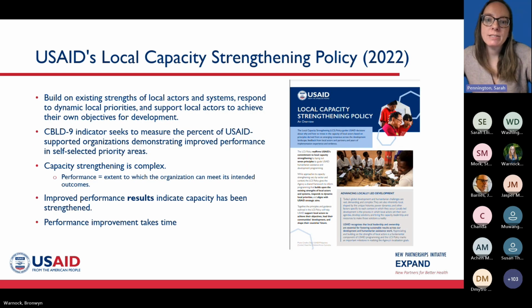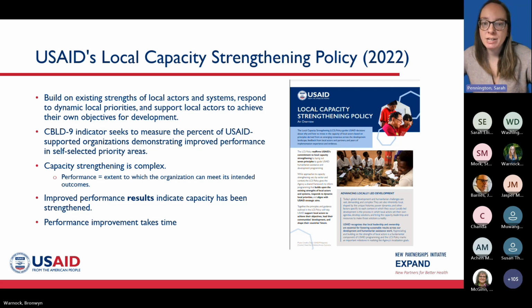So as USAID's local capacity strengthening policy from 2022 emphasizes, capacity efforts should be locally driven in order to be effective and sustainable. Capacity strengthening is quite a complex and time-intensive process, and measuring it can be challenging. The policy defines capacity as a form of potential and suggests that in order to know if capacity has been improved, we have to see it being used or applied. And this is done through improved performance results.